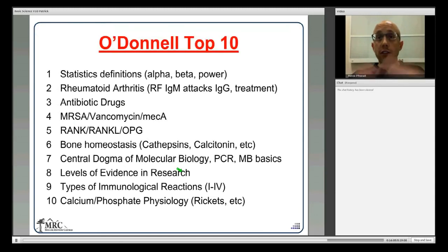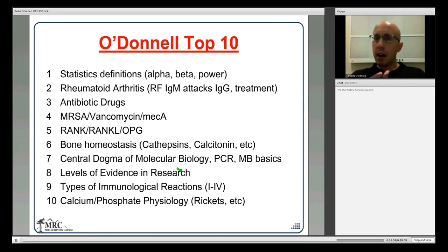So let's sum up this portion of it, the top 10 as I see it. Number one, you have to know your statistics definitions. There's going to be a question on your exam, at least one, of alpha, beta, power questions. Number two, immunology. I really like immunology. Not everybody does, but you're going to see it. You're going to see a psoriatic patient, a rheumatoid patient, a general immunological question. The immune response, fracture healing, it's all related to immunology.